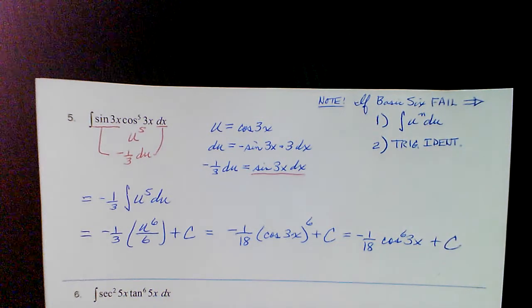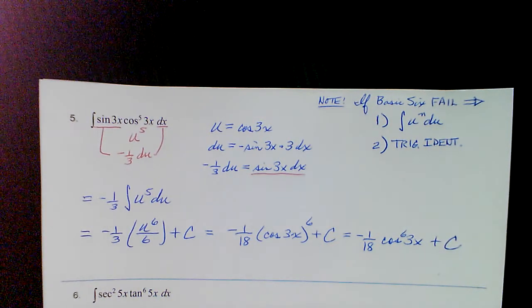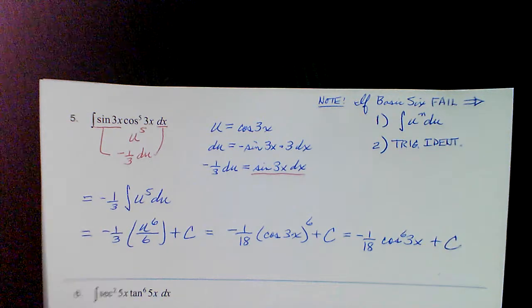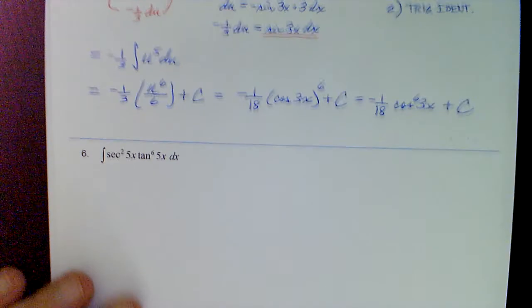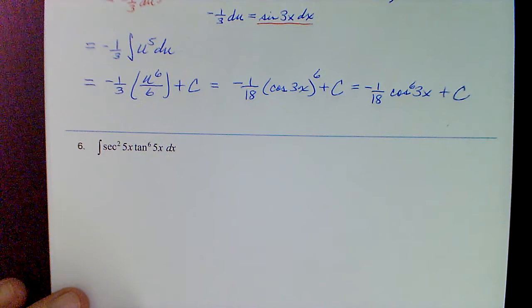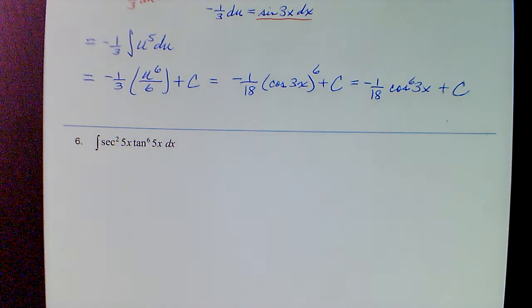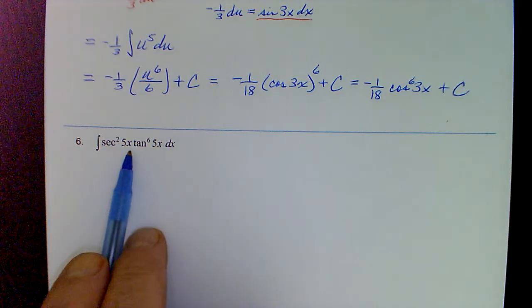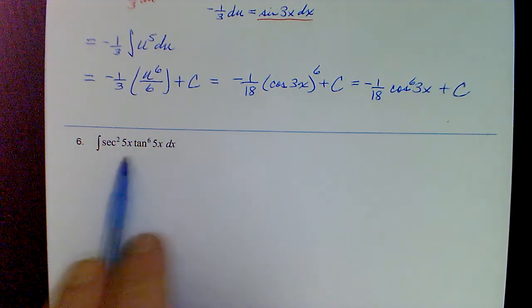So again, if the basic 6 fail, try u to the n first. If that doesn't work, trig identities. So in number 6, you might think I lied to you there because I said pick u if it doesn't fit one of the basic 6, which this does not. I told you to pick u to be the trig function, including the argument that's being raised to the power. But both secant and tangent are raised to powers. So which one do we pick?